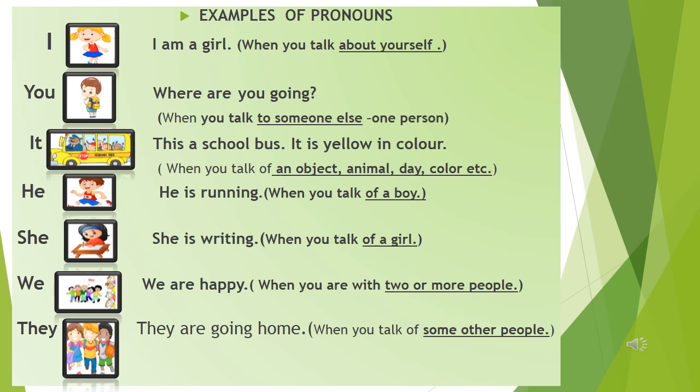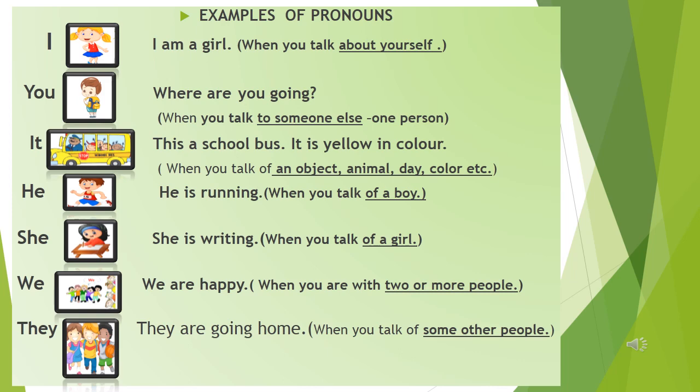Next pronoun is it. Children, always remember that it pronoun is used only when we are talking about some objects. It could be a day, a color, animal. Then only we use it. We do not use it for a boy or it for a girl, because boy and girls are naming words, or in fact names of persons. So persons, we do not use it.